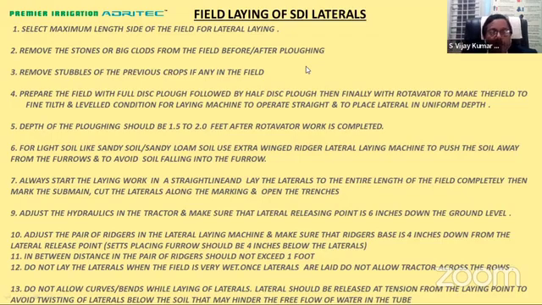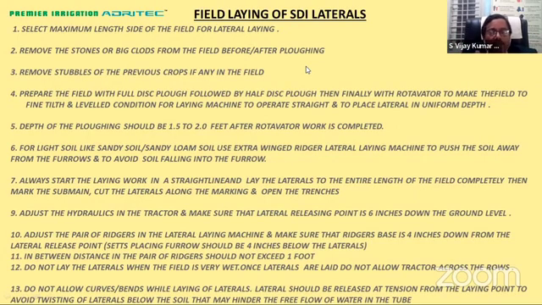Generally, you select the maximum length of the field for lateral laying. Ensure that all stones and other big clods are removed totally. And if there are any stubbles of the previous crop, even that has to be totally removed. Prepare the field thoroughly with the disc plough and then finally with the rotavator, and make it level, and ensure that the depth of ploughing is at least 1.5 to 2 feet after the rotavator is completed. For a light soil like sandy soil or a sandy loam, we'll use what is called an extra winch lateral laying machine, which will ensure that the soil moves away and doesn't fall into the furrow.